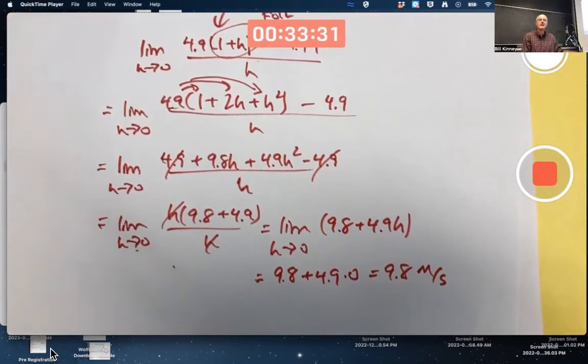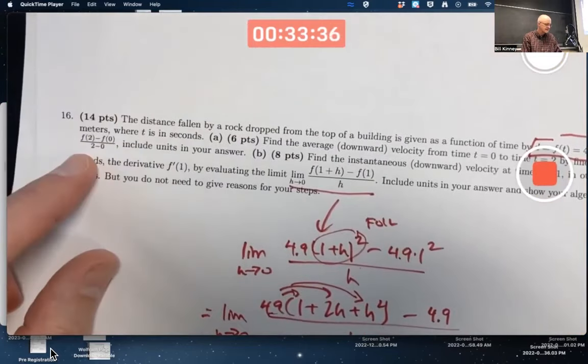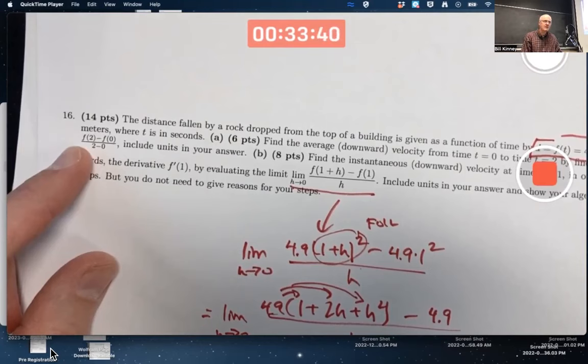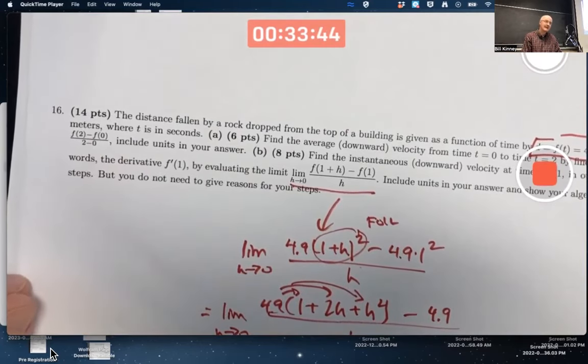This turned out to be the same answer as part A. Part A, you also should get 9.8 meters per second. Why'd you get the same thing? Isn't part A an average speed and part B an instantaneous speed? Yes. And so in general, they're not going to be the same. But in this case, they are.